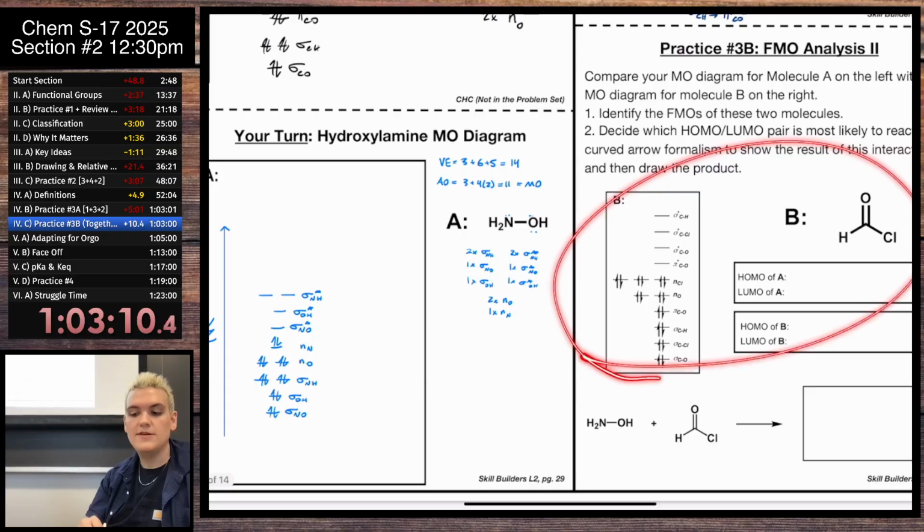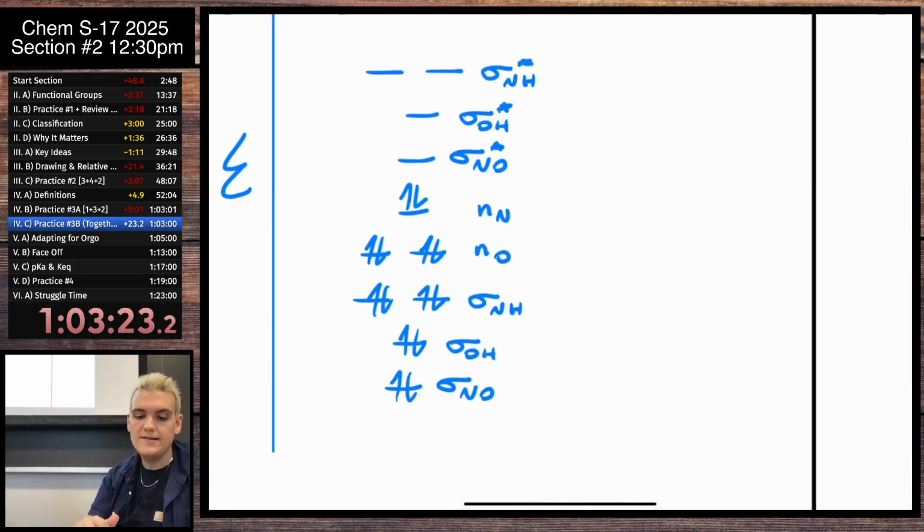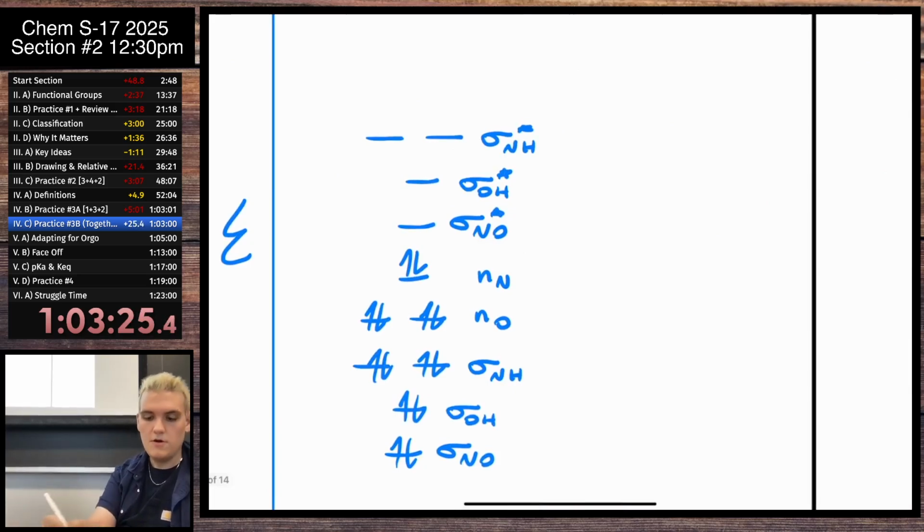I'm going to give you the MO diagram for part B. And now we're going to try to predict how molecule A and B react together. So, first of all, let's identify the HOMO and LUMO of each molecule. So what's the HOMO of this? The lone pair on nitrogen.